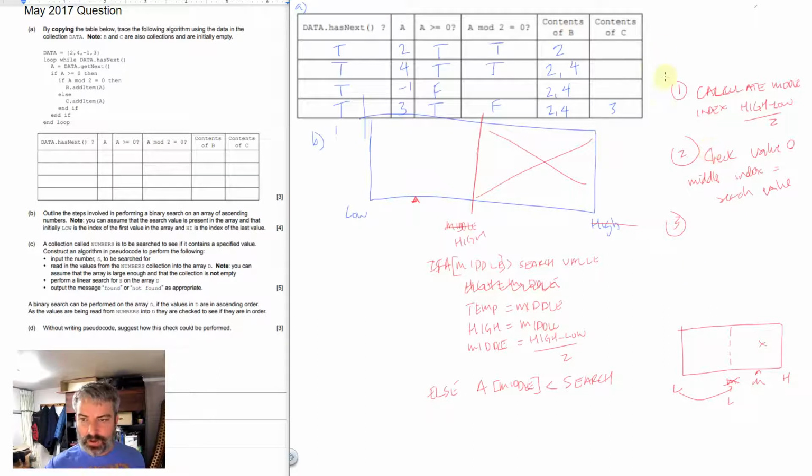And this should all really be in a loop, because we're going to be constantly doing this. If the value is equal to the search value, then break. And do we need to return?